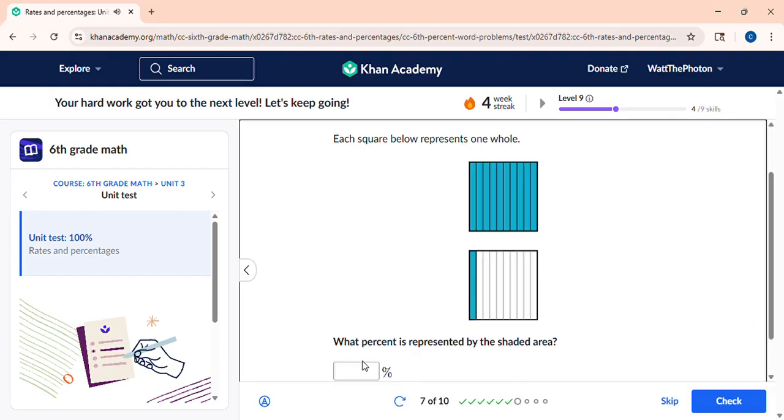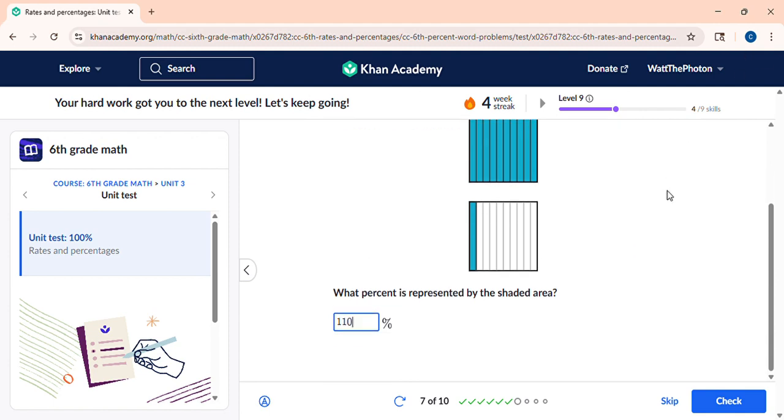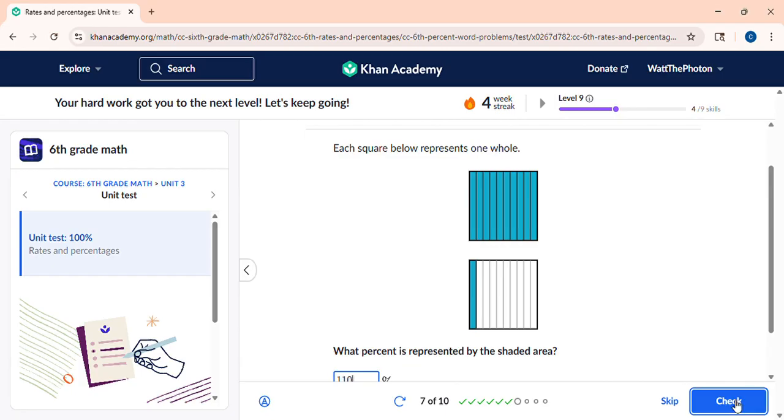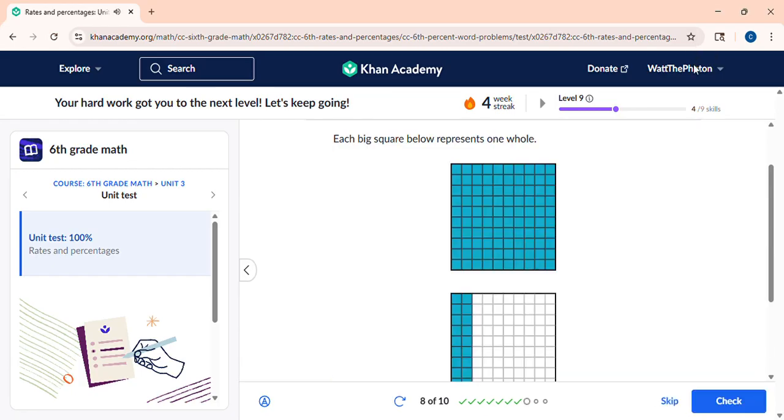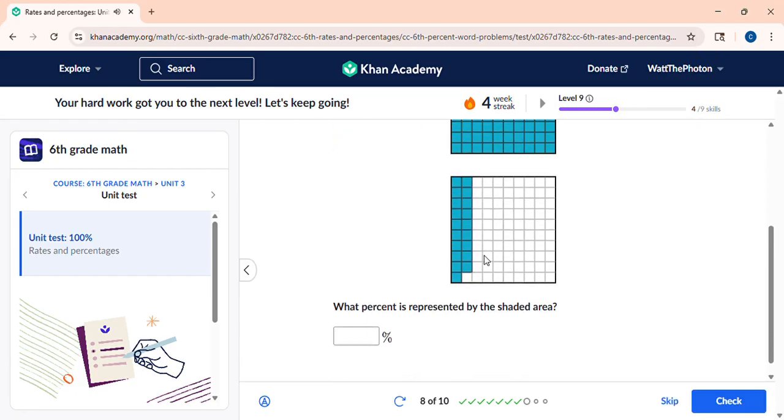We're so good. So that's 10. So 110. 110 is represented, I think. Big square, so 119.